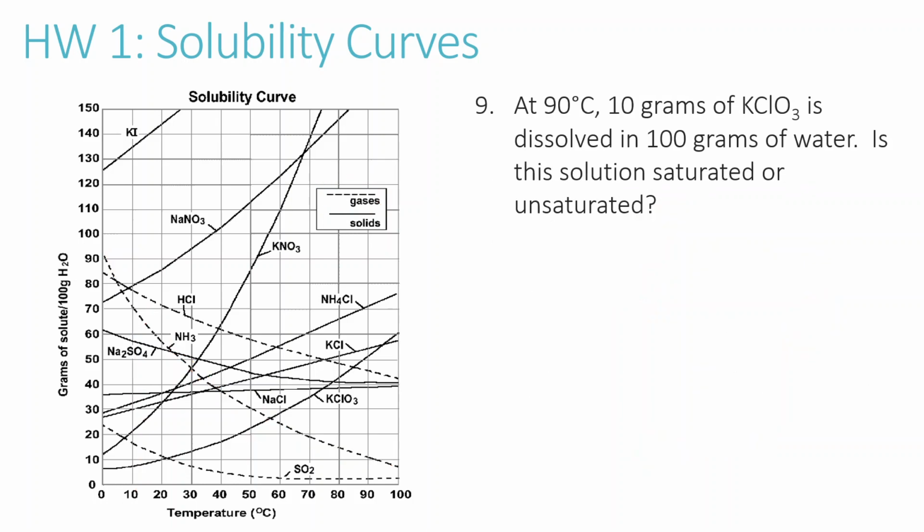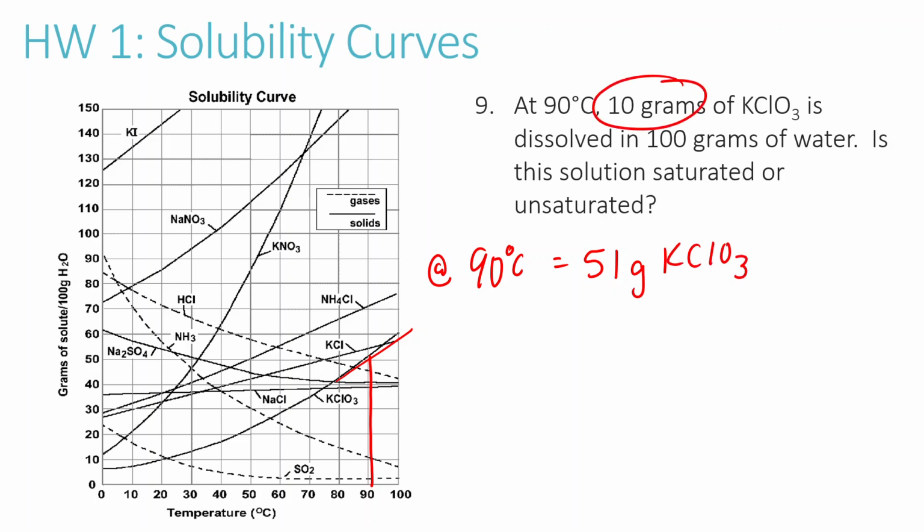So at 90 degrees Celsius, 10 grams of KClO3 is dissolved in 100 grams of water. Is this saturated or unsaturated? So at 90 degrees, if we look and find KClO3, it can hold right around 50 grams or about 51 grams of KClO3. So we've only added 10. 10 is much less than 51. So this is telling me that my solution is unsaturated. In fact, I could add up to another 41 grams and still be unsaturated. Once we have a total of 51 grams, the solution would be saturated. Anything above that would be supersaturated.